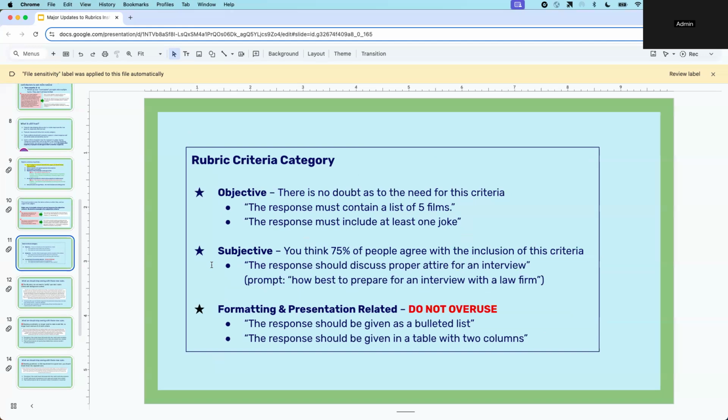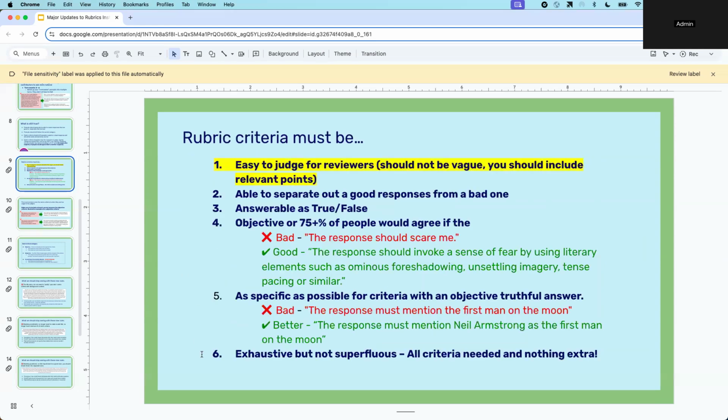The third category is formatting and presentation, list related. So, things like format the response as a list, use a table, bold this, and so on and so forth. This third category we should avoid as much as possible. Well, maybe not as much as possible, but we should avoid overusing this one. This ties back to the point that we mentioned in number 6, where we do want to be exhaustive. We do want to make sure that everything is included, but we want to avoid being superfluous.